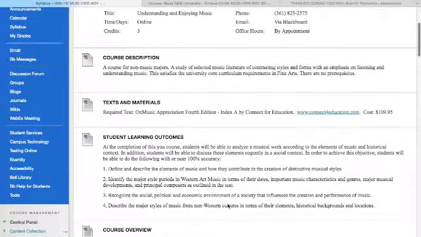There's one required text. It is On Music Appreciation, 4th edition, Index A by Connect for Education. You will find the book at the Connect for Education website. So whether you buy it through their website for $109.95 or through the bookstore for about $140, you'll get a code and you will go to Connect for Education, and that's where you'll access the book. I will do a separate video about finding my course later on.